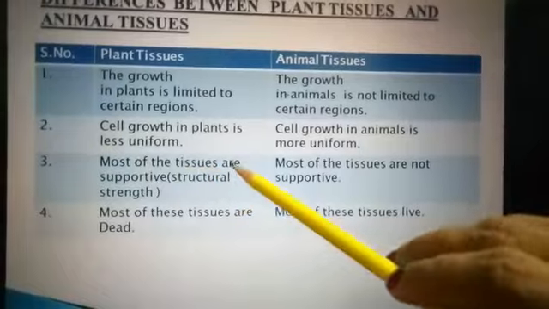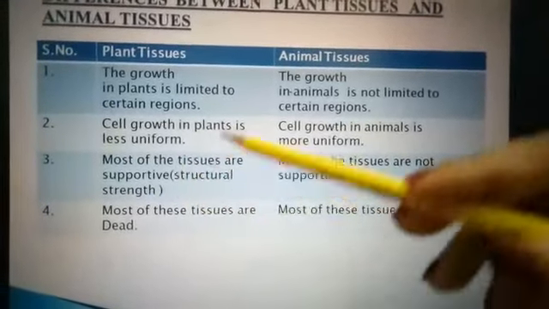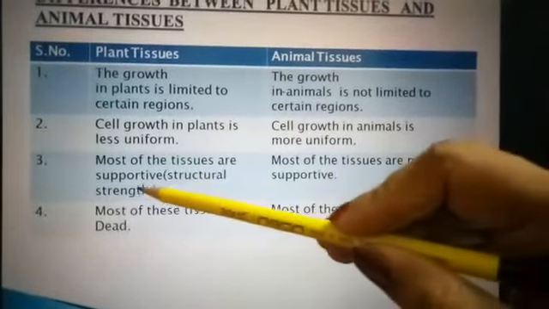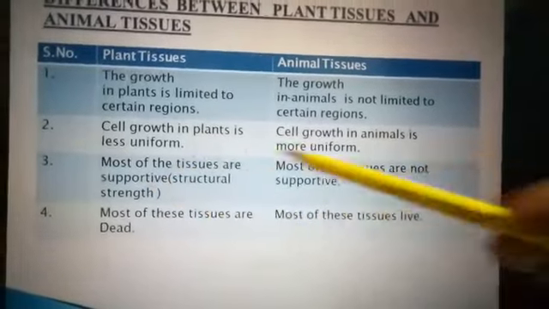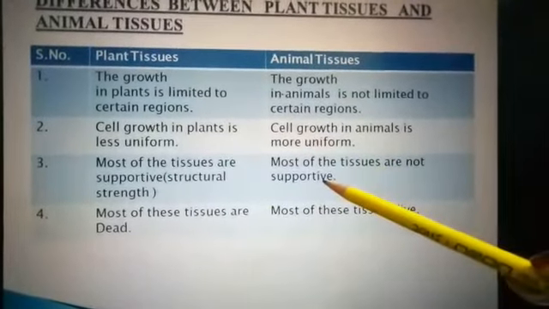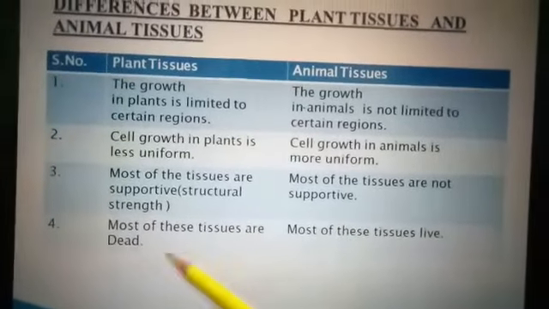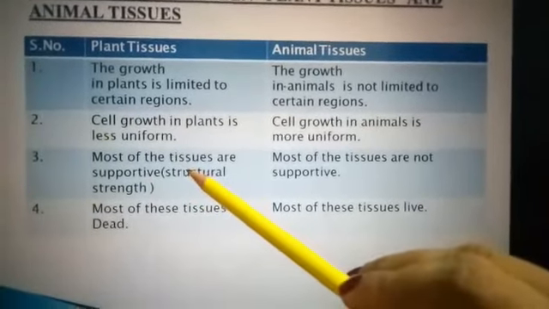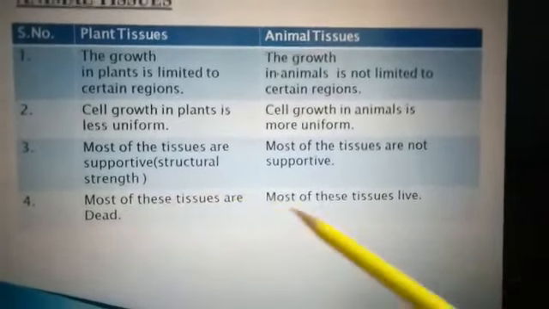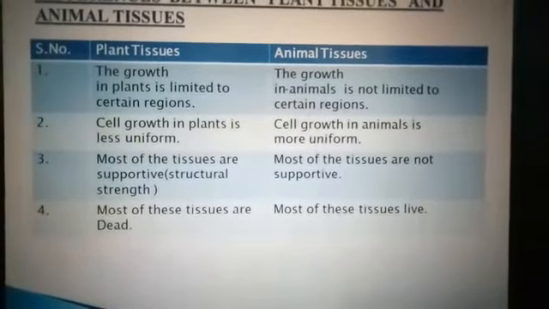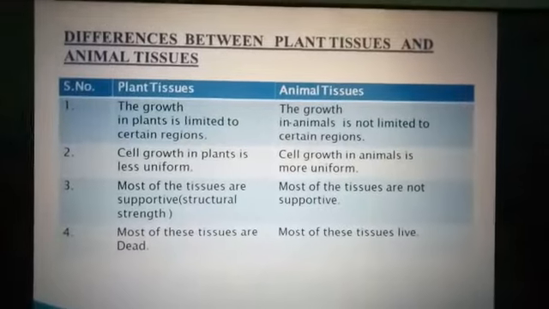Then most of the tissues in plants are supportive because plant structure is static. They are present at a particular place, so they need structural strength. That means for most of the tissues, their function is supportive. But in animals, they are not supportive; they are performing different functions. Then most of the tissues in plants are dead because they are static and their nature is supportive. And in animals most of the tissues are alive. Clear? So these differences must be clear to you.